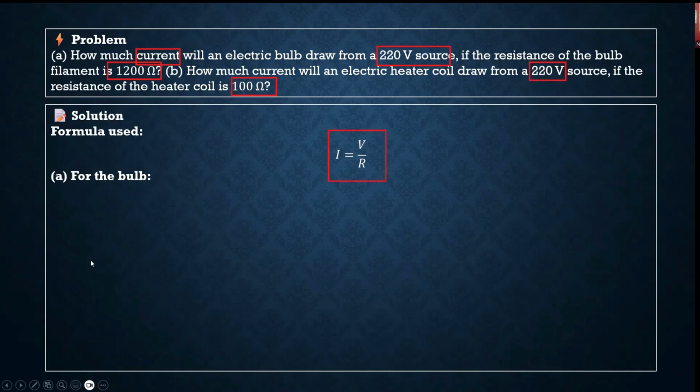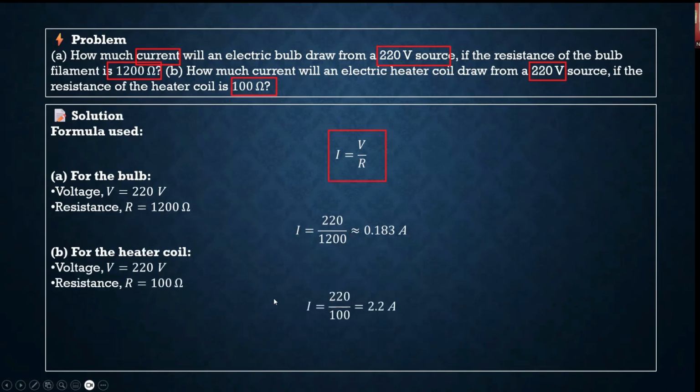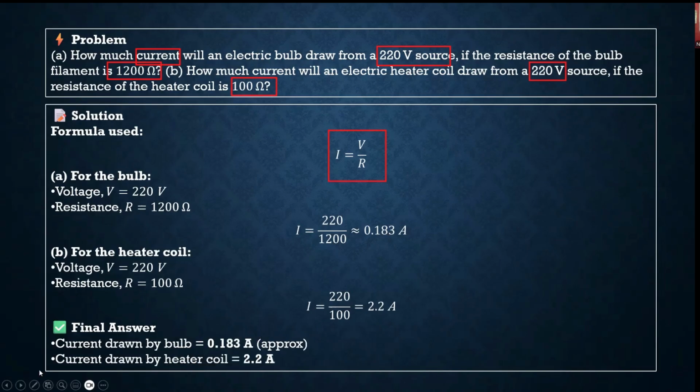We take the bulb first. V is the voltage, R is the resistance, 1200 ohms, and we will get 0.183 amperes. For the heater coil, same thing we do. The voltage is the same, 220 volts. 220 volts divided by 100, we'll get 2.2 amperes. So the final answer is 0.183 amperes for the bulb and 2.2 amperes for the heater coil.